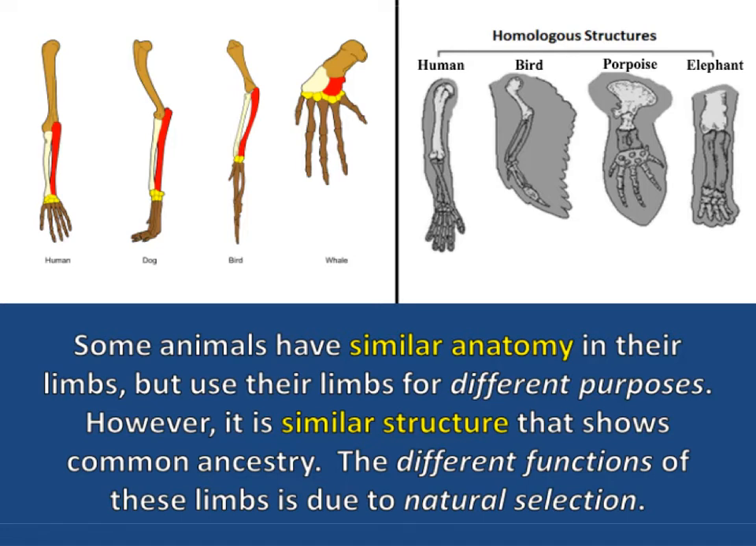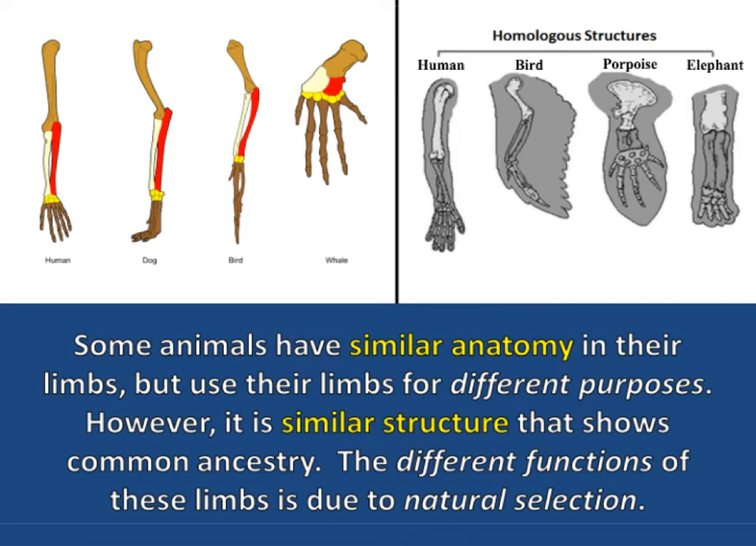So because of these homologous structures, these similar structures, scientists believe that there was a common ancestor that led to all of these different types of organisms having similar structures, homologous structures. What's in red is the same, what's in yellow is the same, what's brown is the same, what's this cream color is the same structure.